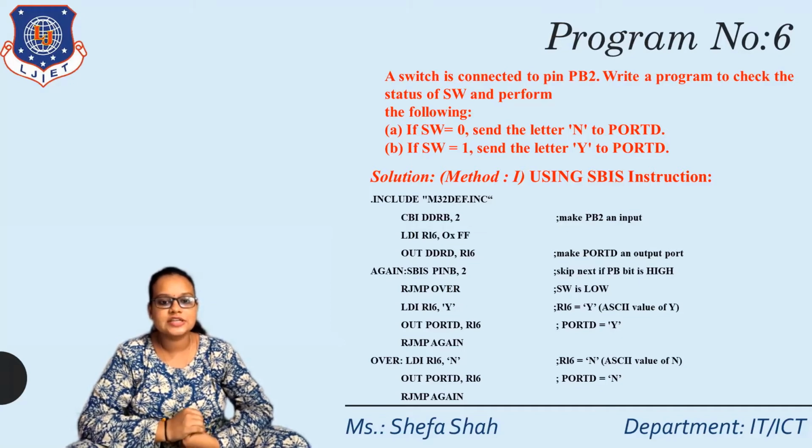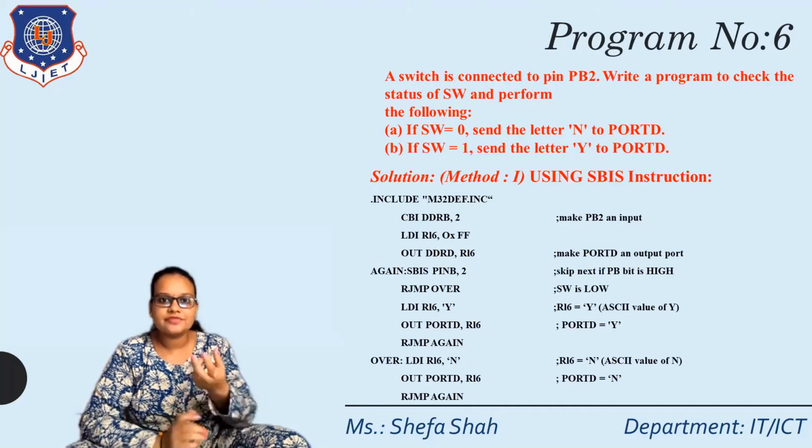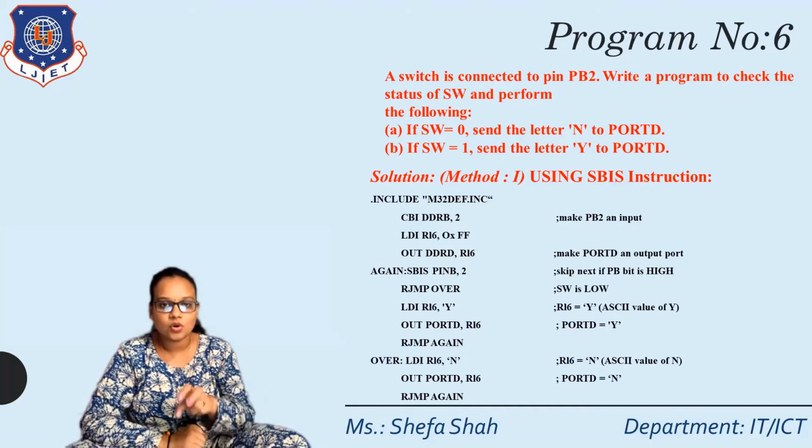First, if the switch is 0, then send the letter N to port D. That means if the switch is closed, that is 0, we need to send the letter N, that is the ASCII value of N, to port D. And if the switch is 1, that means it is set, then we need to send Y to port D. Right? So first we need to check PB2, so PB2 will be our input pin.